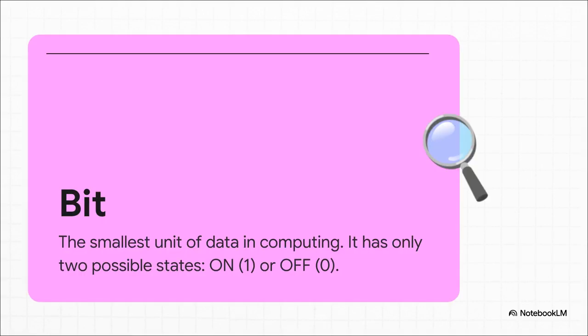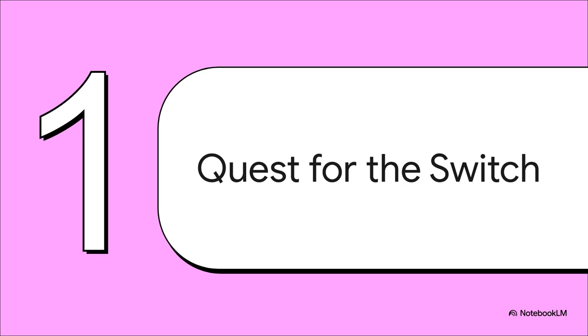Now, in the world of computing, we call this tiny piece of on or off information a bit, and we just give those states a number. On becomes a 1, and off becomes a 0. This is it. This is the only language a computer actually speaks. Everything you see, everything you hear, your photos, your music, this video, it's all just an unbelievably complex pattern of ones and zeros.